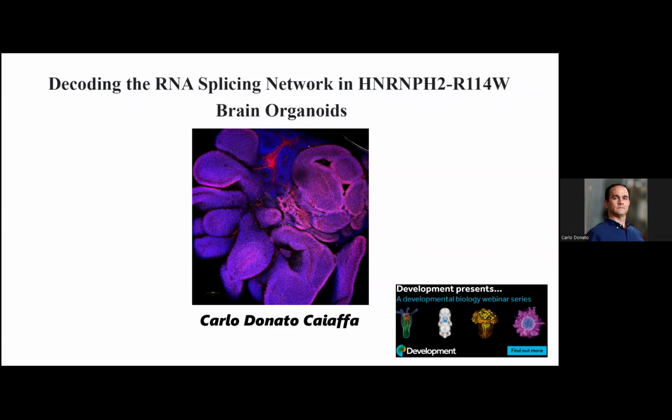HNRNPH2, which I will call H2 just to make it easy, can change RNA regulation in a human brain organoid model, with a special focus on splicing. So over the next few minutes, I will guide you through organoid model validation and global differences in the transcriptome and different layers of splicing, to finish with an integrated view that highlights some key regulatory hubs.